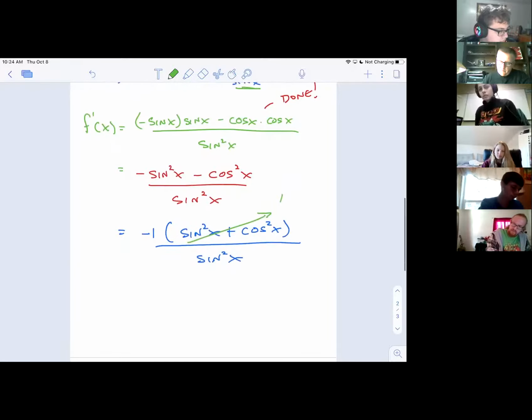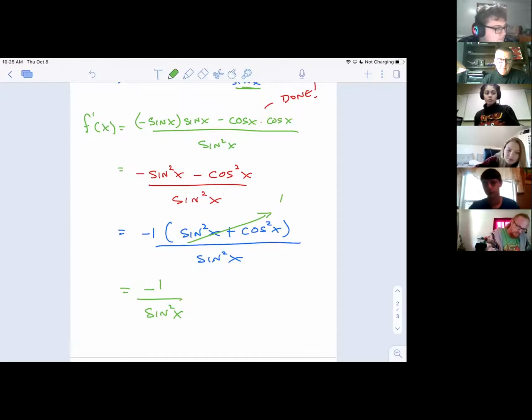And so, sweet. So you might say -1 over sine squared x. That's better. That's better than what we had back up here. Much nicer than this. Now, I would argue that's probably the best answer to this question.